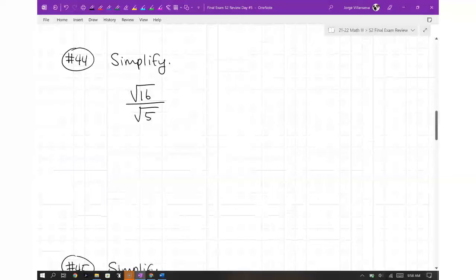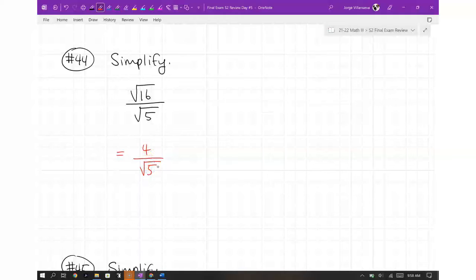So the square root of 16 we know. That's 4. And the square root of 5, we don't know. So then you're thinking, well, that's easy, right? But what don't they ever want to see? Yeah, we're not supposed to have radicals on the bottom. So remember, you multiply by the radical on the bottom. You want to get rid of it. Okay? So 4 times radical 5 is 4 radical 5. And radical 5 times radical 5 is 5.